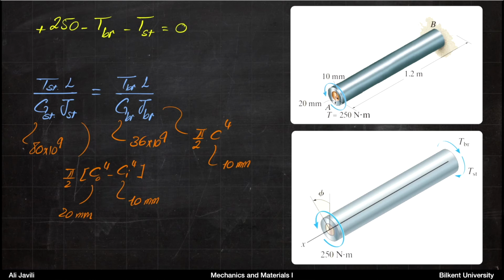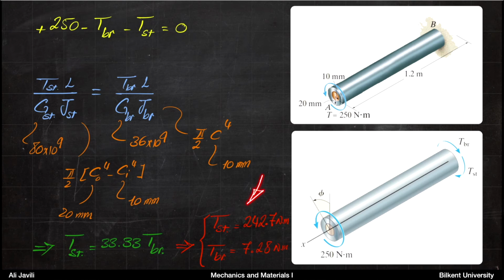If you insert that, now you have two equations, two unknowns. From the second equation, you find a relation between the torque in the steel tube and the brass core. Then using that relation in the first one, you can calculate each of them separately. That renders the torque in the steel tube to be 242.7 Newton meter, and the torque in the brass core 7.28 Newton meter.